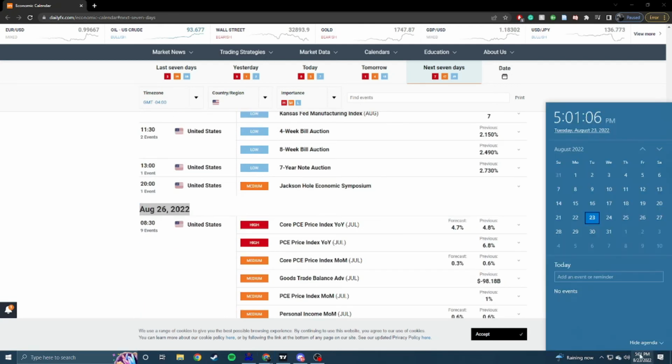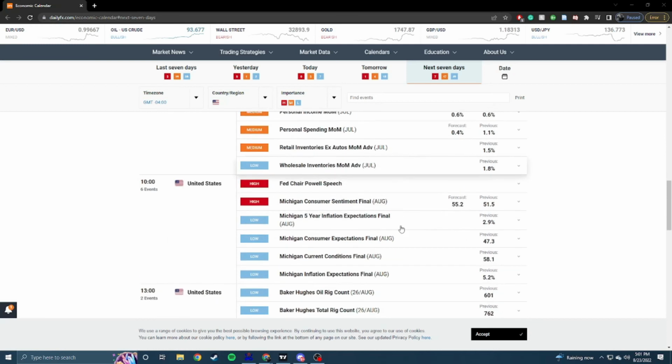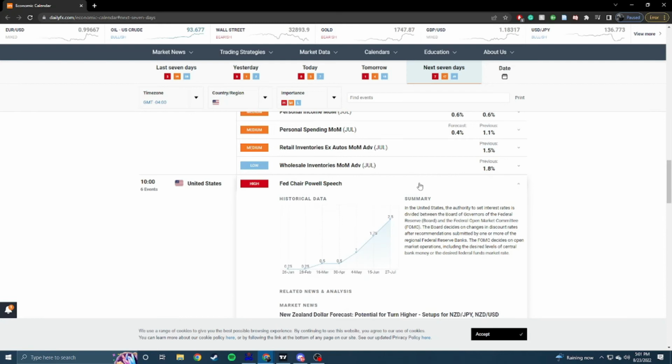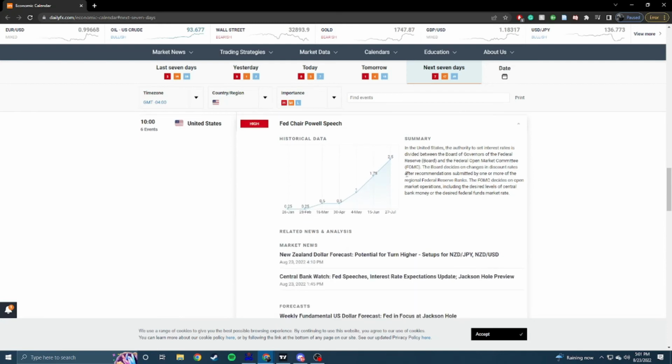The 26th is Friday. Okay. Friday, Fed Chair Powell speech. Traditionally, this has had a high consequence market wide, because the Fed chair, especially in a time of hyperinflation as we've been having, is usually talking about the interest rate hikes, right? So this is going to be interesting to see how he's leaning.